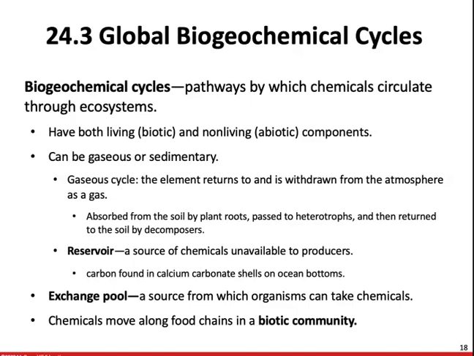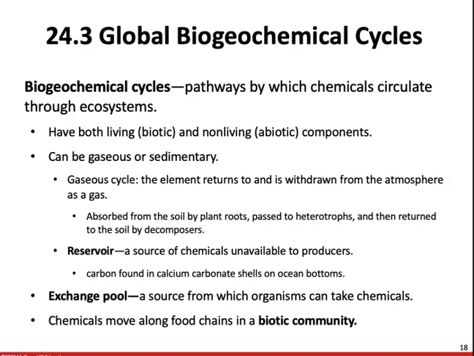So a biogeochemical cycle is going to have both a biotic, that's the living, and an abiotic or a non-living component. Those biogeochemical cycles can also be either gaseous or sedimentary. In a gaseous cycle, the element is going to return to and is withdrawn from the atmosphere in the form of a gas. Things like the carbon and nitrogen cycles.